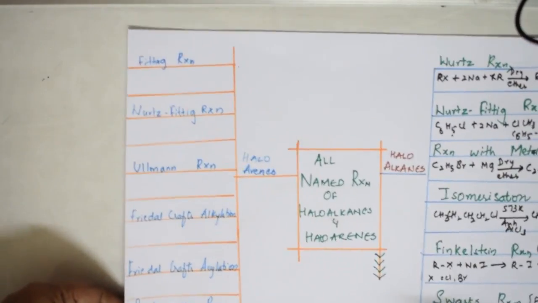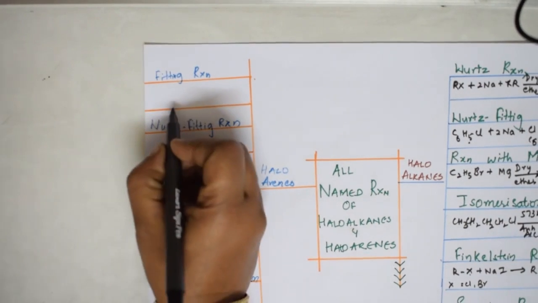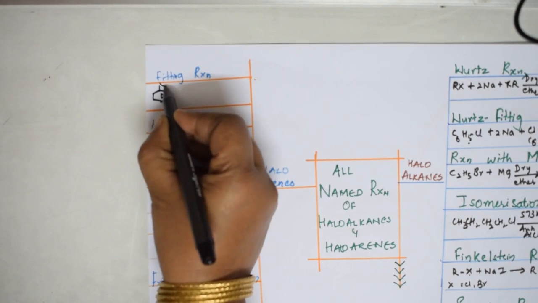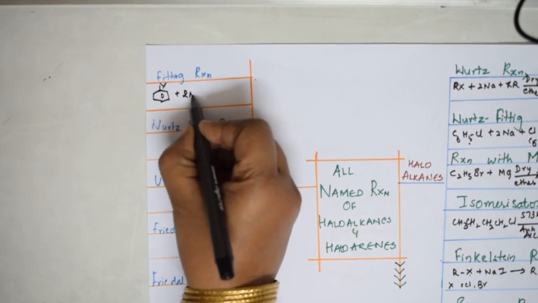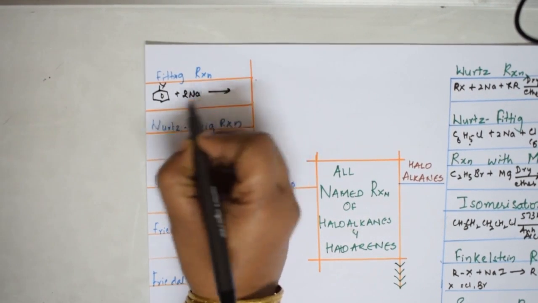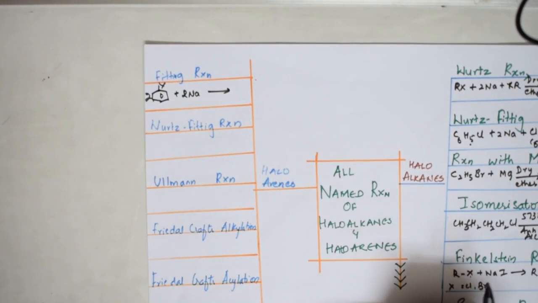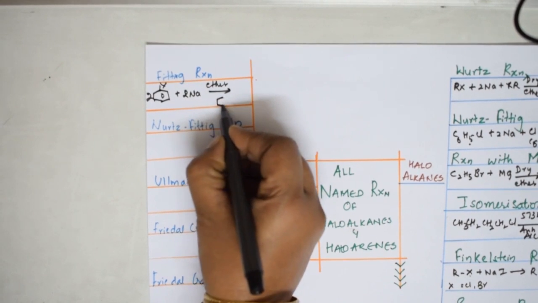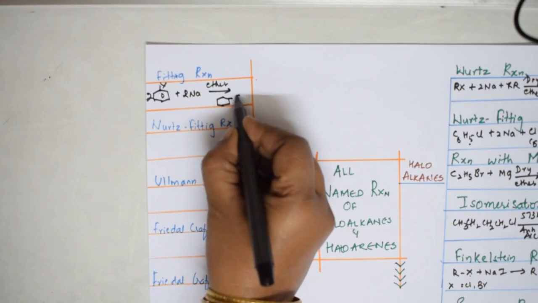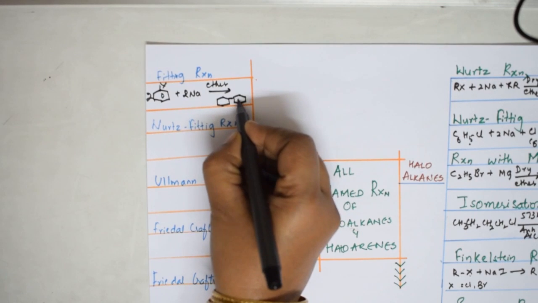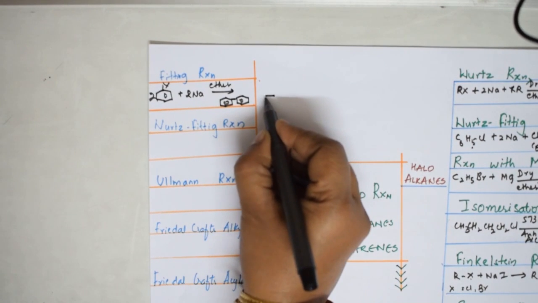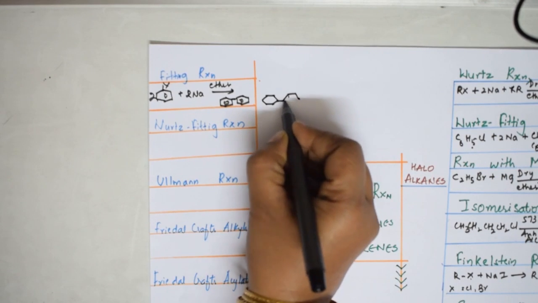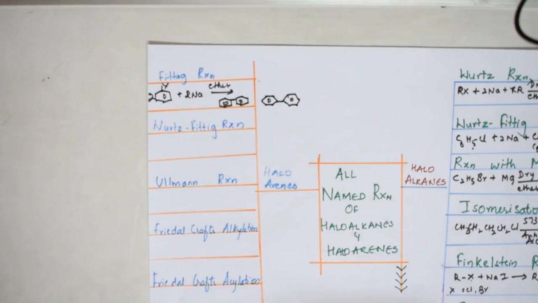Yes. Now let us do the Fittig reaction. So the Fittig reaction is nothing but this: you're going to take two benzene rings along with two sodium atoms, and you perform this in the presence of ether. Then you get two benzene rings attached in this way, which is called biphenyl. You can draw it like this also. Okay, this is biphenyl. Done?